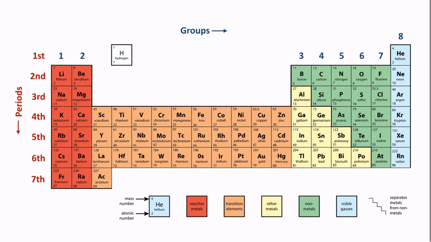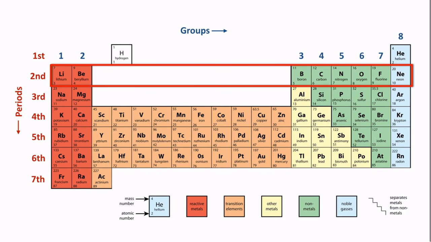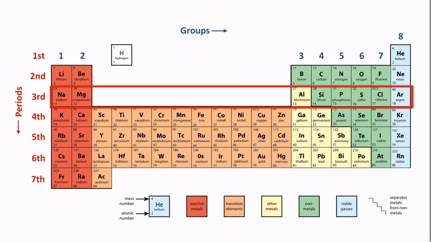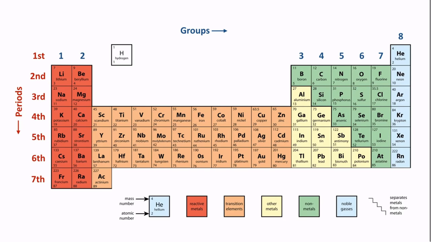Elements in the same period have the same number of electron shells. For example, every element in the second period has 2 electron shells, and every element in the third period has 3. Elements in the same group share similar chemical properties. This helps us predict how they might react in certain chemical reactions.